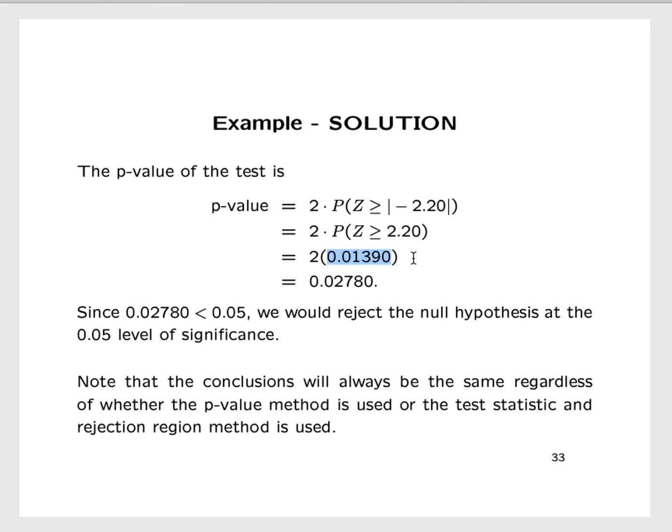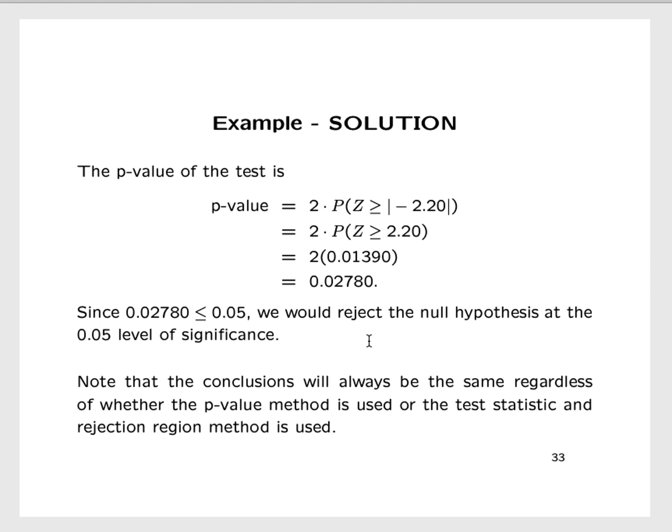We multiply that by 2, and so the p-value is equal to 0.02780. Now, since the p-value, 0.02780, is less than or equal to 0.05, the significance level that we chose to use for that test, we would reject the null hypothesis at the 0.05 level of significance.